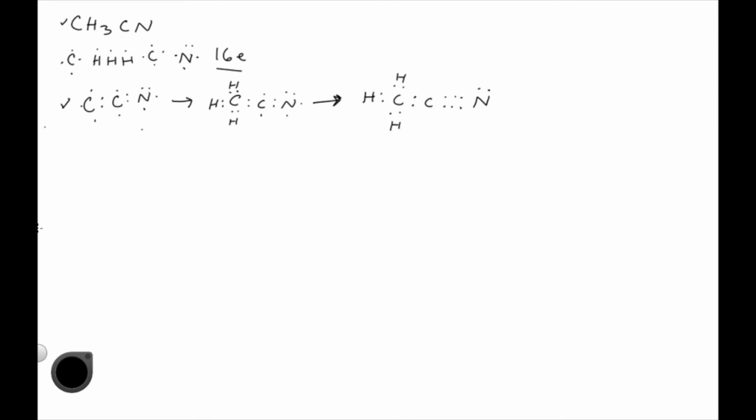So now let's draw our bond lines down here. We have carbon, hydrogen, another carbon, a triple bond between nitrogen and carbon, and then 2 electrons on top of the nitrogen. So this is going to be our Lewis structure for acetonitrile.